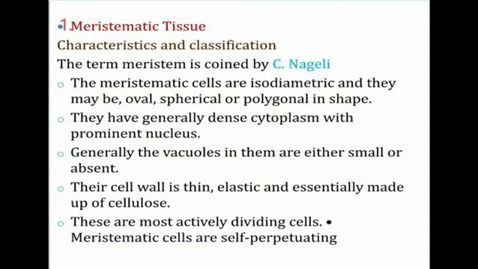Characteristics and classification of meristematic tissue. The term meristem was coined by C. Nageli. The meristematic cells are isodiametric and they may be oval, spherical, or polygonal in shape. They have generally dense cytoplasm with prominent nucleus. Generally, the vacuoles in them are either small or absent. Their cell wall is thin, elastic, and essentially made up of cellulose. These are most actively dividing cells. Meristematic cells are self perpetuating.